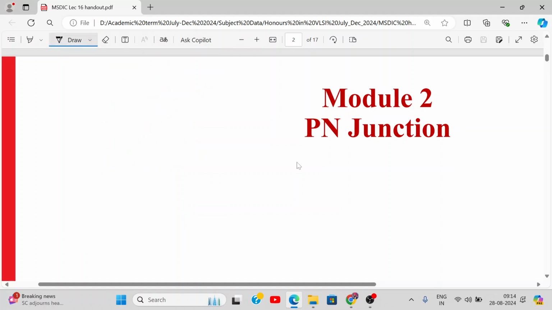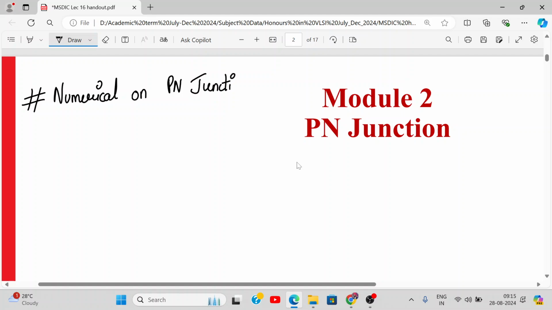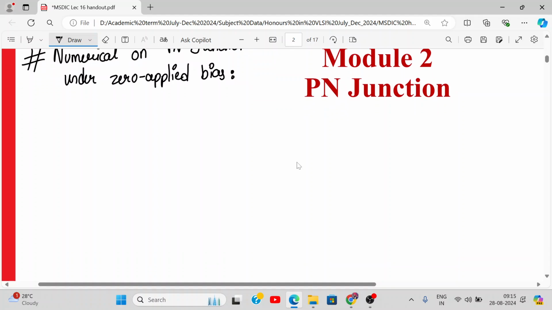So write down, the topic will be numerical on PN junction under zero applied bias. Alright. So let's write down a numerical statement.